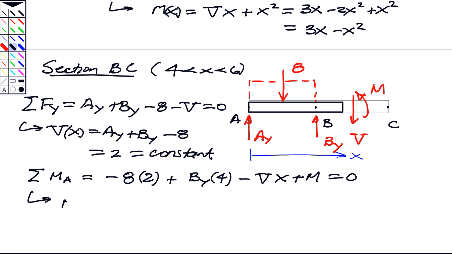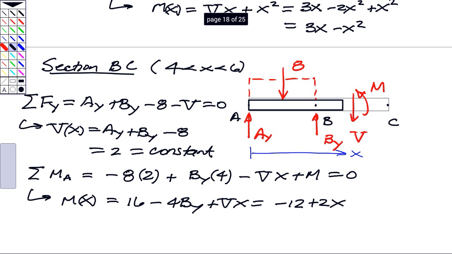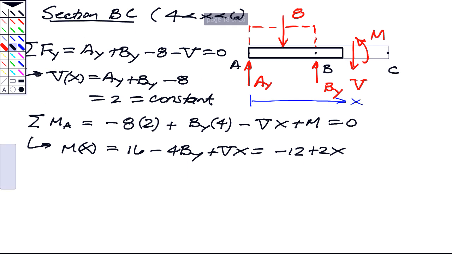So the bending moment in that section as a function of x is going to be equal to 16 minus 4 BY plus V times x. And so what I end up with here is minus 12 plus 2x. So that's the bending moment at a cut between B and C as a function of x. So this is what we get for shear force and bending moments along the full length of the beam by using our free body diagrams.